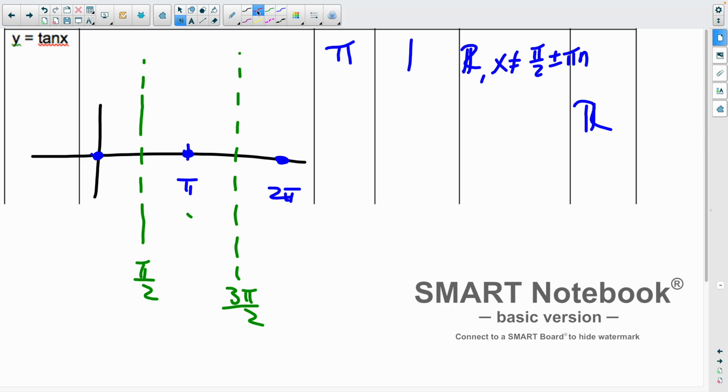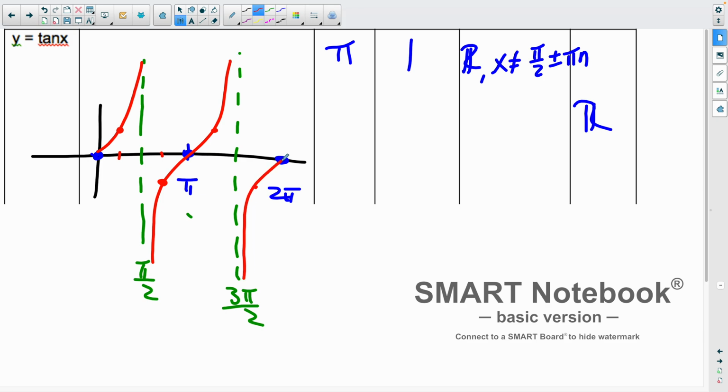And then what we would do is we could say, okay, between that inflection point and that asymptote, if I went halfway, I'd go up 1. If I go halfway, I'd go down one, halfway I'd go up one, and so forth, and there would be my tangent graph. Okay?